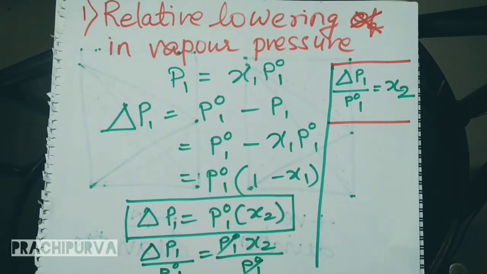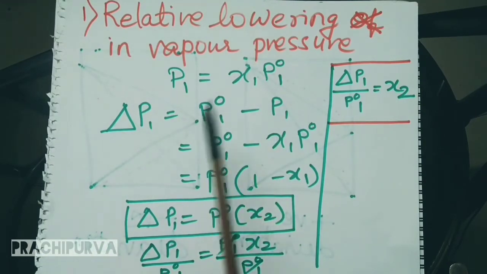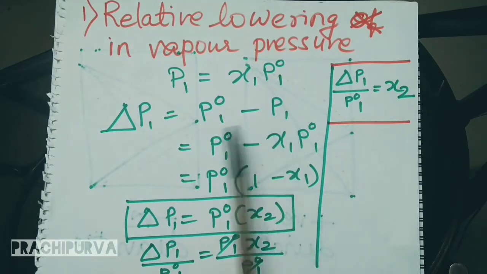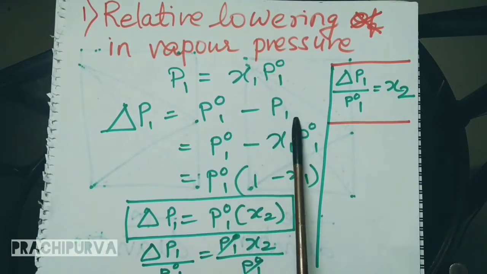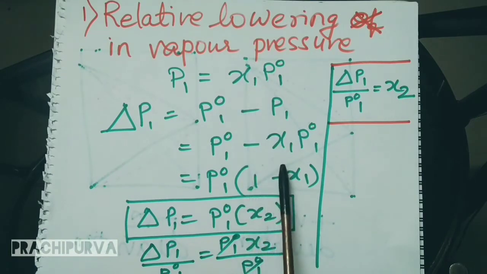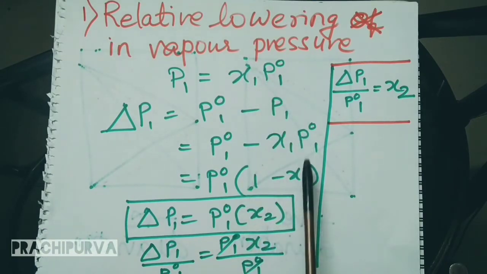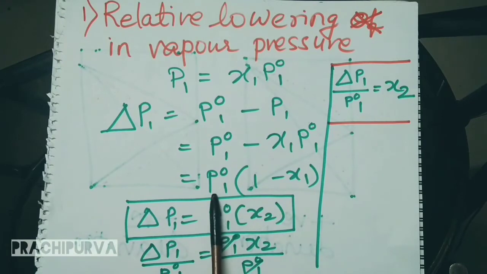Remember this, make this clear in your mind. P01 is the vapor pressure of pure water. What is P1? When salt is added to water. So this is less than this. Why? I explained in the demonstration. Now I know what P1 is, I have the value for P1 here. So I put it here, P01 minus x1 into P01. Then I take P01 common, so I get 1 minus x1. Everyone knows 1 minus x1 is nothing but x2.